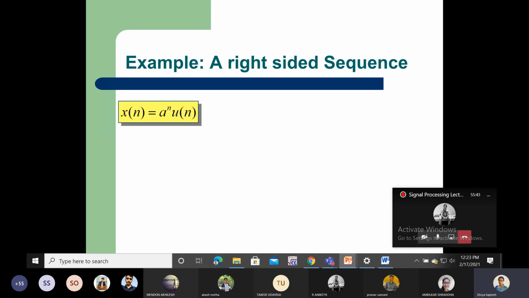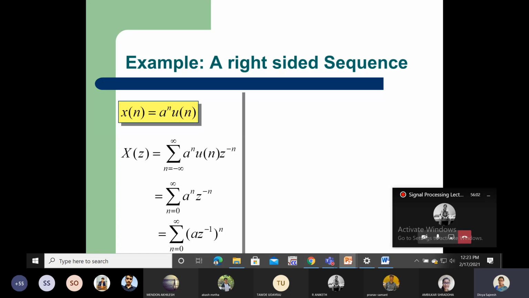So let us apply the Z transform for the signal. That is the sum from minus infinity to infinity of a raised to n u of n z raised to minus n. Since it is on the positive side, I can redefine the limits as 0 to infinity of a raised to n z raised to minus n. So let us take the common n, take it inside the bracket, and write it as raised to the power n. The purpose of writing this is to get that general formula like c raised to n. So c will be directly defined here itself as a z inverse.